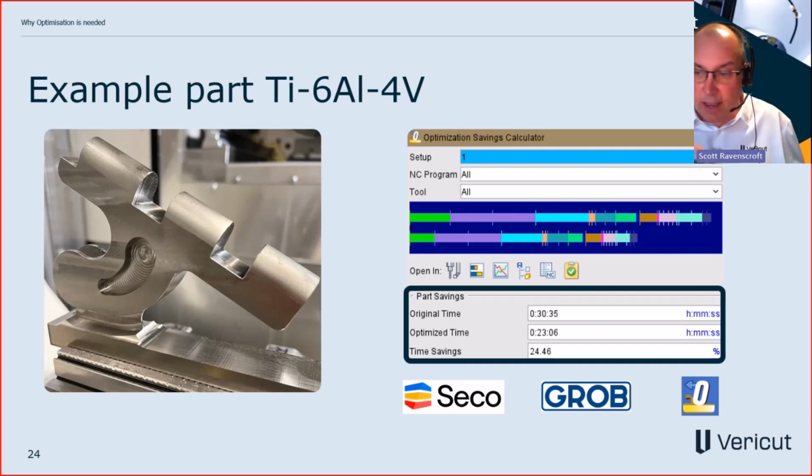So I've got this part here. What you can see is we machined this part recently in conjunction with Seacoat and Grob for our Optimizer product launch. Our overall time saving here was about 25% on this part, and you can see it utilizes a lot of modern machining strategies. You can see in the pocket here. So the overall time saving when we optimized this part was about 25%. And we're going to get into how we actually did that.